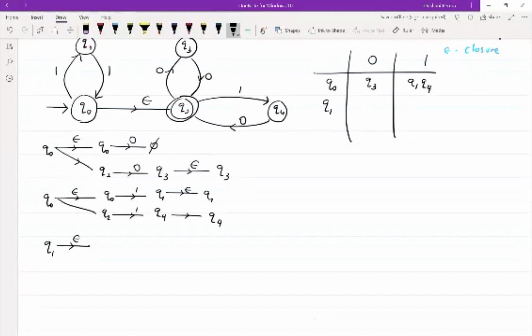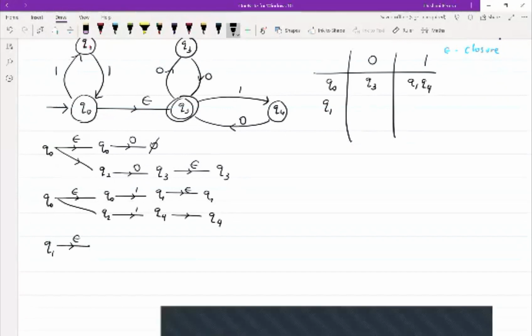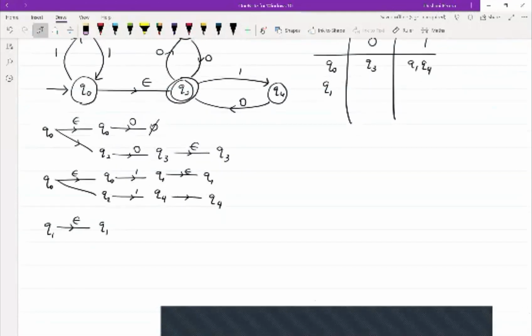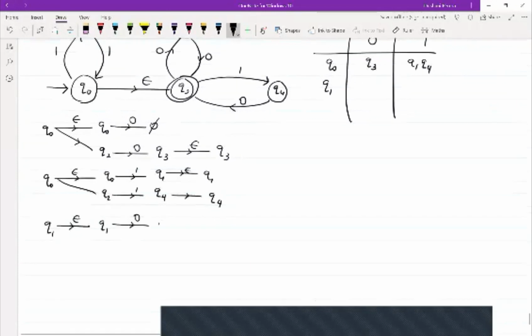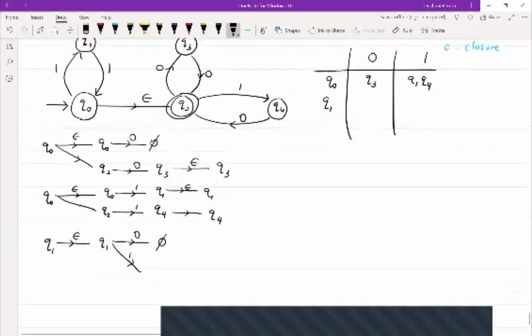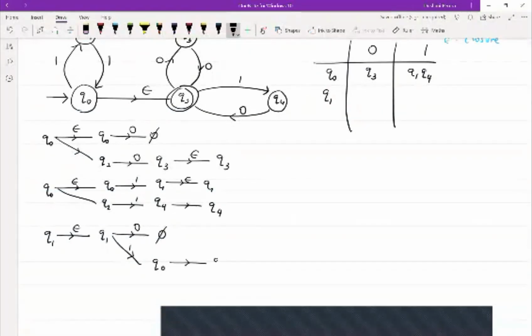The e-closure of state Q1 is Q1 itself. There's nothing else. So where do I go when I get a 0 to Q1? It's not defined. What about if I get a 1? I come to Q0. E-closure of Q0 is Q0, Q2. So here it's not defined, and here it's Q0, Q2.